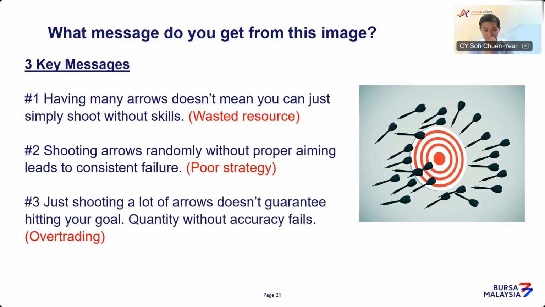And the third message: just shooting a lot of arrows does not guarantee that you will hit your goal. A lot of people tend to do this unconsciously, okay? Because quantity without accuracy is also not a good thing in trading. People tend to overtrade. Having more trades does not mean you would have more profits. Overtrading without accuracy is another fast road to physical burnout, emotional burnout. Your trading capital would burn out, and ultimately you will blow your account very soon.